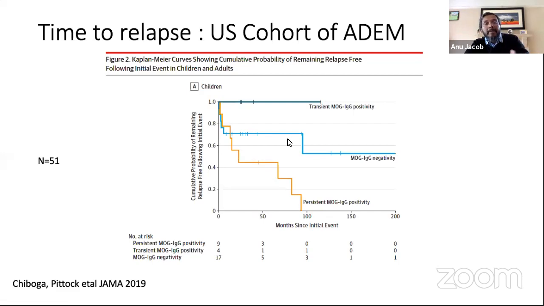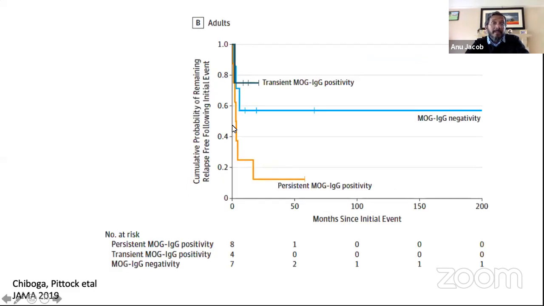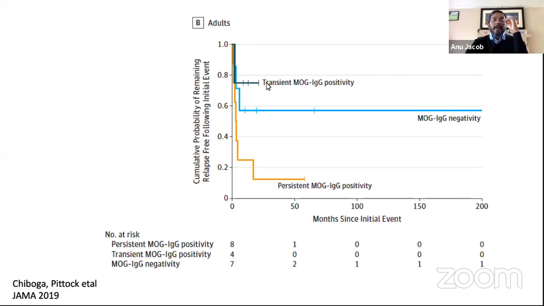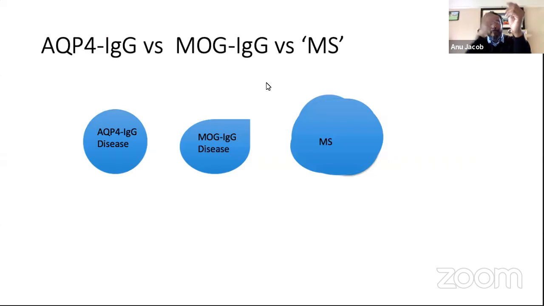We know of relapsing MDEM, or some of them may have other conditions or antibodies yet to be discovered. But in general, it is seen that the MOG positive patients have a higher risk of relapse. In adults, the same thing is seen. If the MOG antibody is persistent, patients tend to relapse, not all, but some. And those with transient seropositivity, a small proportion did relapse. So we can see that MOG antibody is helpful in predicting relapses to some degree.